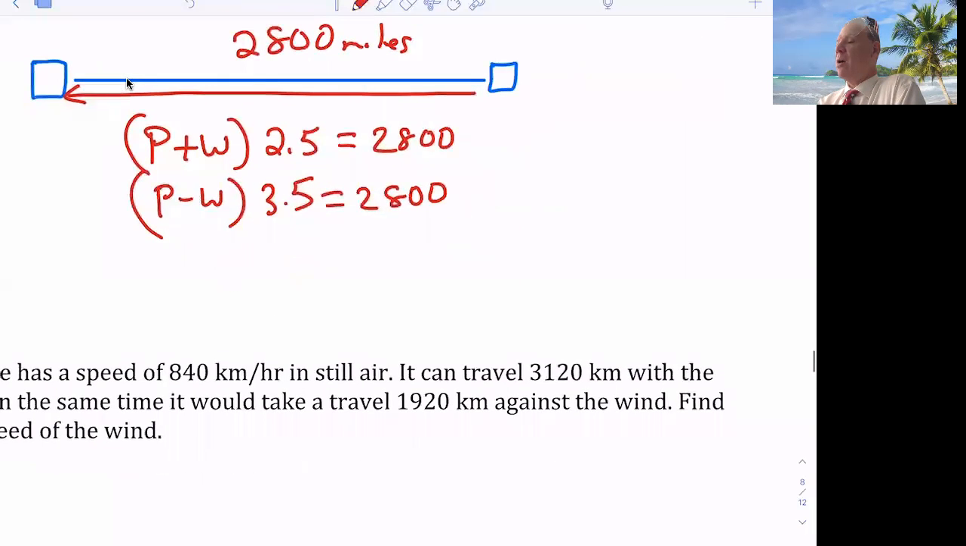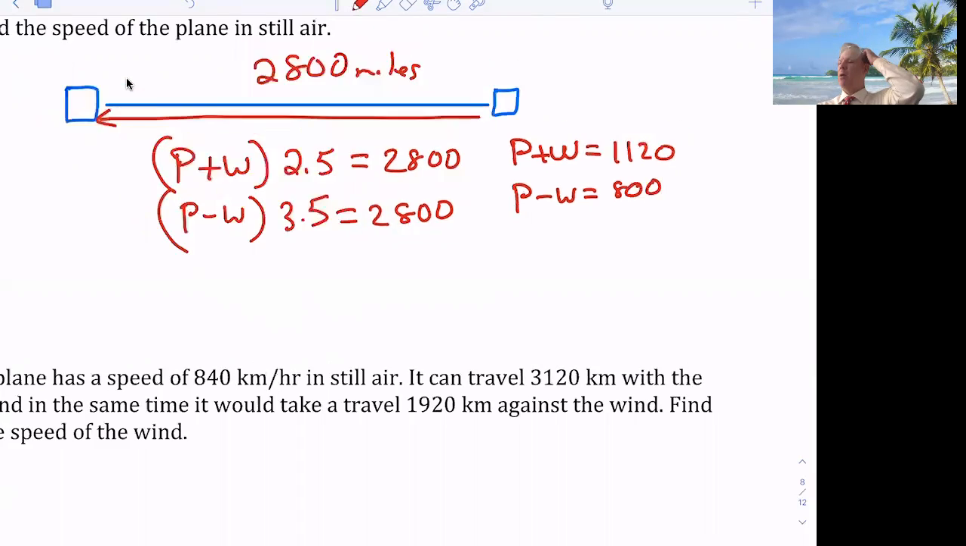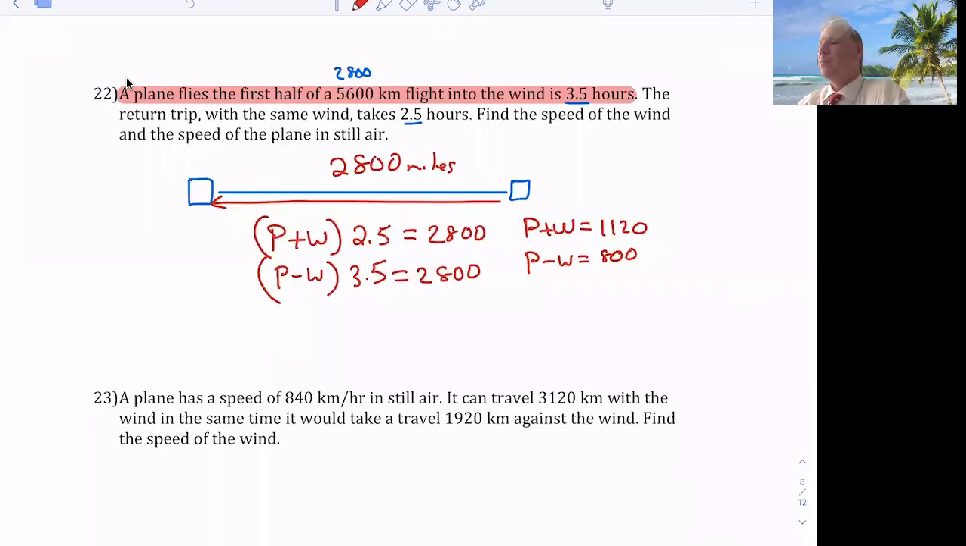So somebody do on their calculator 2,800 divided by 2.5, and then divided by 3.5. The first one is 1,100 and something, and the second is 800. Oh, wait, never mind. It's all right. What is it? Just 800? Yeah. All right, there we go. 800. All right, now highlight that one. You can do that one.